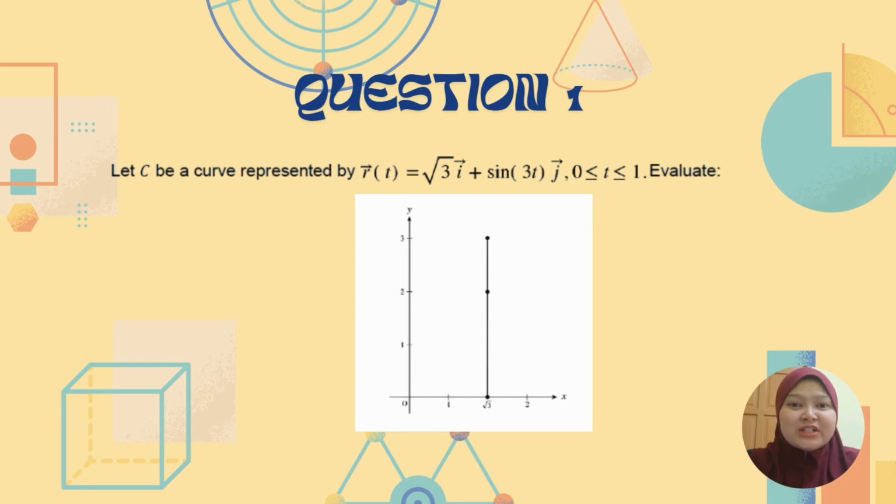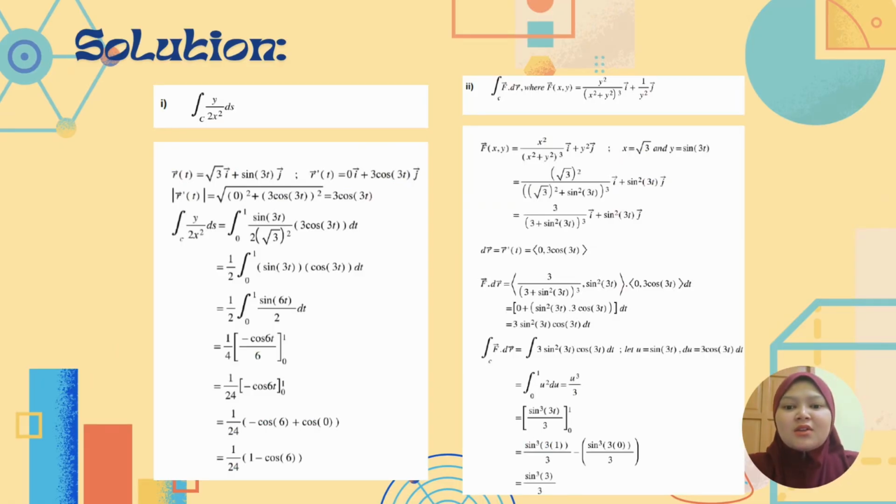I will start with question 9. Let C be a curve represented by the function r equals sec 3t i plus sin 3t j, where t is between 0 and 1. To solve part (i), integrate y over 2x squared ds.